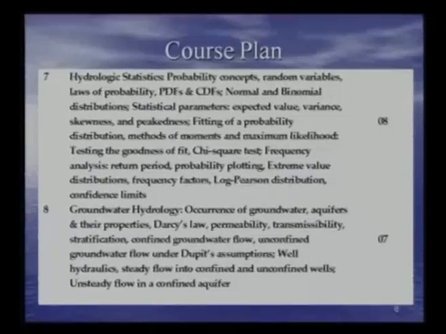Towards the end of this course, we will move to the groundwater hydrology, and we would spend about 7 hours in that, in which we would look at the occurrence of groundwater, aquifers and their properties, Darcy's law, permeability, transmissibility, stratification, confined groundwater flow, unconfined groundwater flow under Dupuit's assumptions, well hydraulics, steady flow into the confined and unconfined wells, and unsteady flow in the confined aquifers.